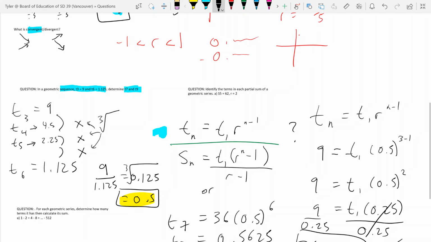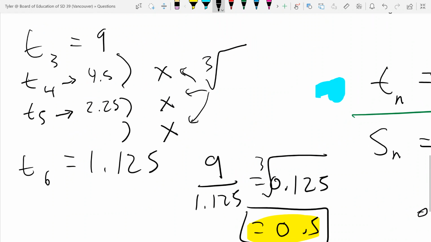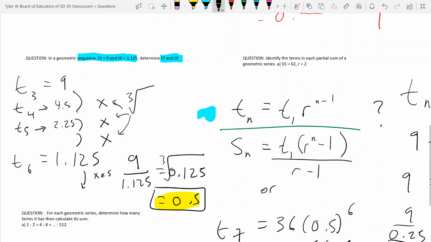There is another way you could do it. I could just look at this pattern and just multiply again by the 0.5 to find out the next term. It's up to you to figure out what strategy you want to use. I use the formula because there's going to be hard questions where you have to use the formula. Okay? So that's the basics of that question. That's a pretty straightforward one.